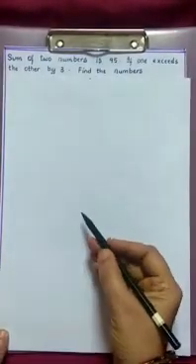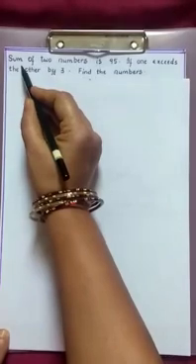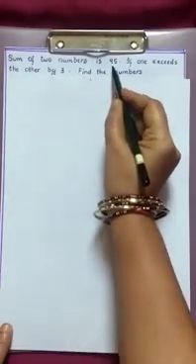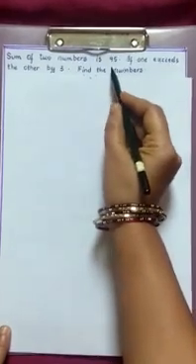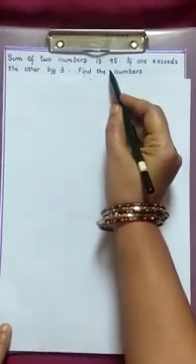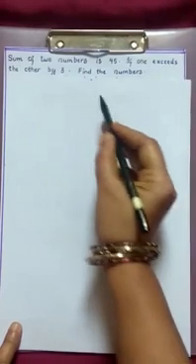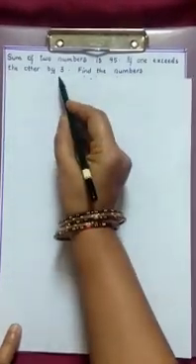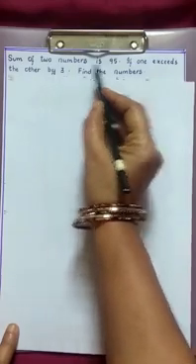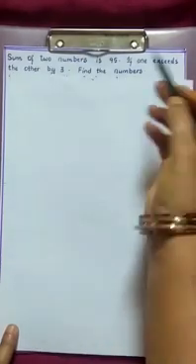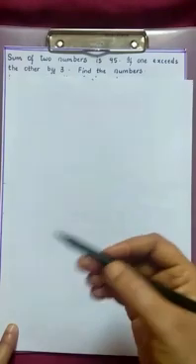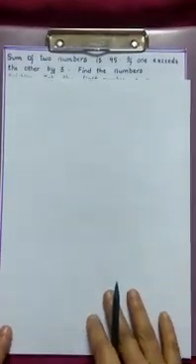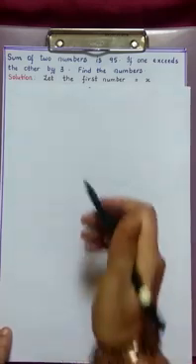Now, let us understand the problem. Here, sum means result of addition. Sum of two numbers is 95 means if you add two numbers, the result is 95. Now, what's the condition between the two numbers here? If one exceeds the other by 3. Exceeds means here more. If one number is 3 more than the other number, then we have to find the numbers. Now you see the solution here.